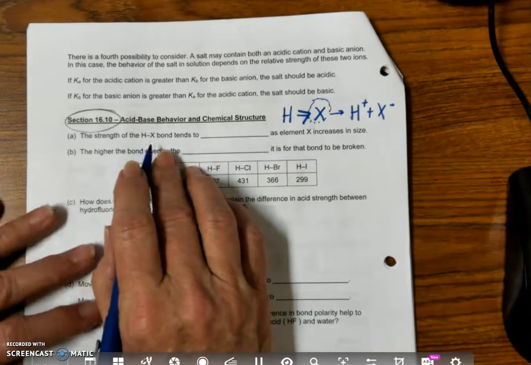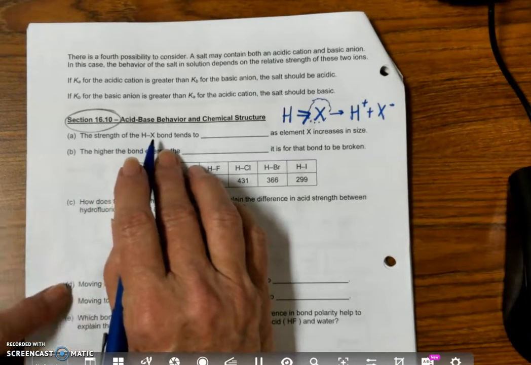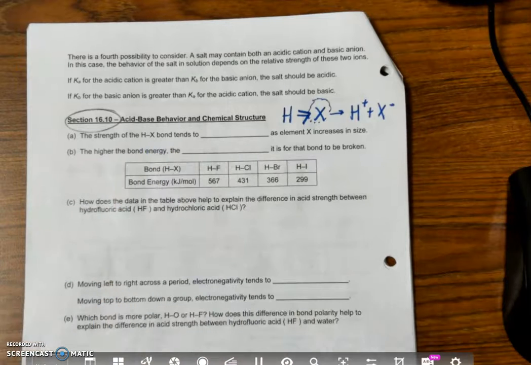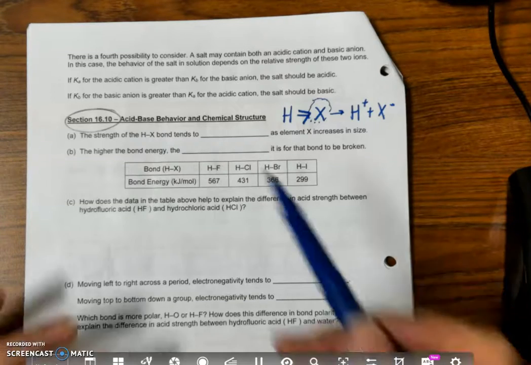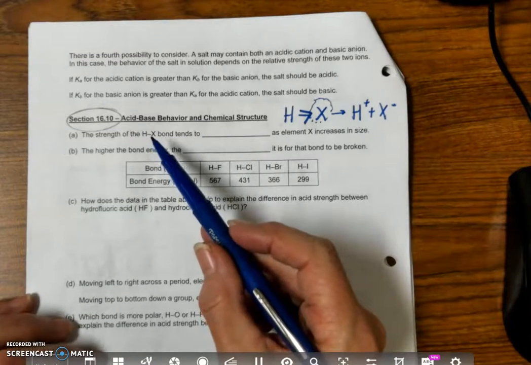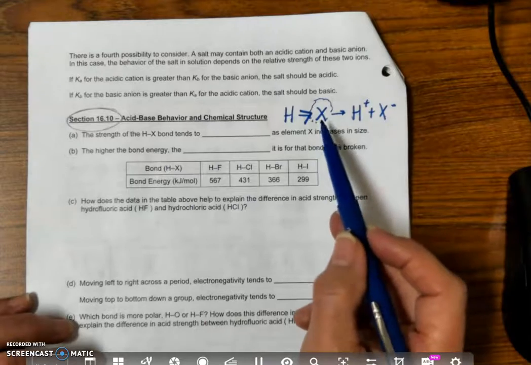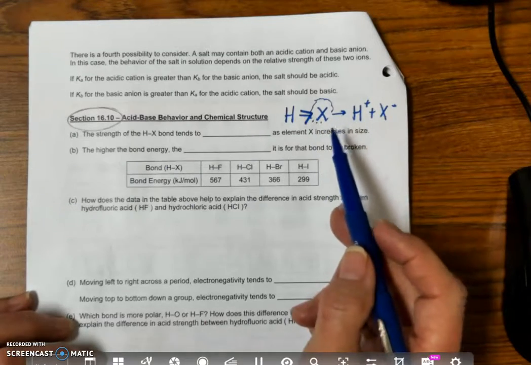So now what we want to look at is the strength of the HX bond. Now we're going to focus on vertical and horizontal on the periodic table, and then we're going to combine the two and look at a little bit of both. Now remember that if I have an element attached to H, let's look at one element first, and then we'll look at groups of elements.